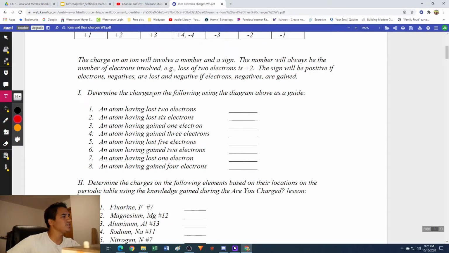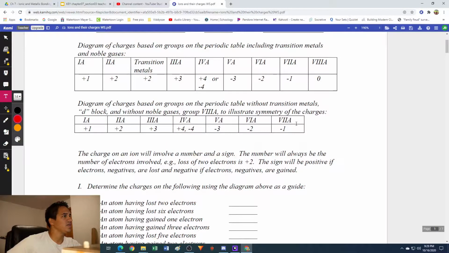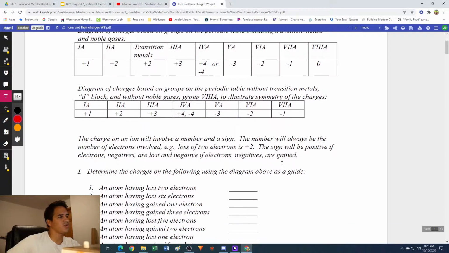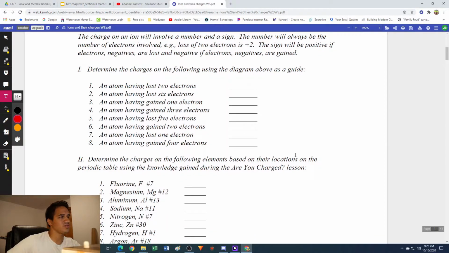So the first part here says determine the charges on the following using the diagram above as a guide. And they have some stuff up here, but we're going to use our periodic table, so I'm not going to really look at that. So it says number 1, an atom having lost 2 electrons.